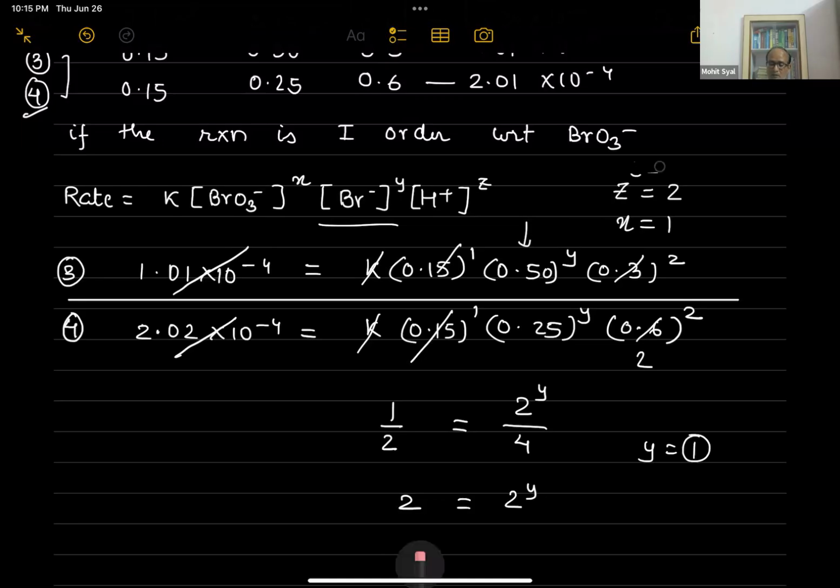X is 1, Y is 1, Z is 2. So the reaction is first order with respect to BrO3 minus, first order with respect to Br minus, and second order with respect to H plus. The overall order is fourth order. This is a fourth order reaction. Have you understood it or not? Tell me quickly, all of you.